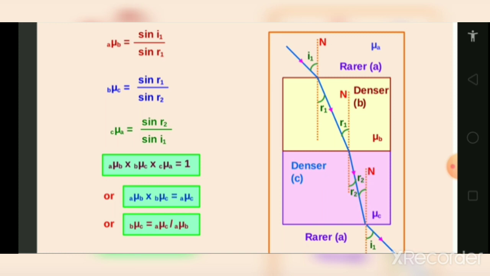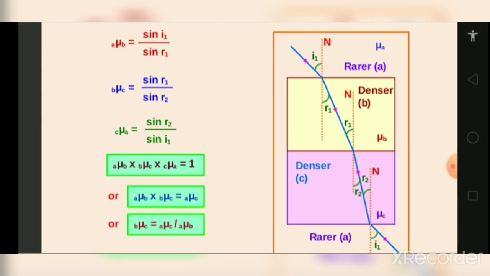Generally, the first three are the same, just differences in the position, because the light is moving from rarer to denser, then again to another denser medium. At last you can say that the multiplication of all these three will be equal to 1, or one of the other two will equal the third one.